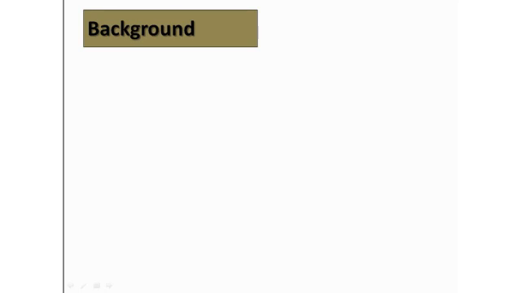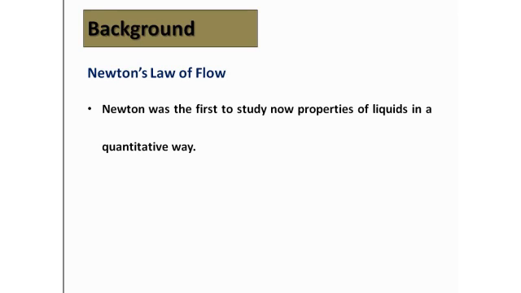So before going into the types of fluid, let's have some background. See, Newton's law of flow. So what does Newton's law of flow state? Newton was the first scientist to study the properties of a liquid in a quantitative way, regarding the forces applied over the fluid, the stress, and the shear shown by the fluid, the strain that is achieved by the fluid, right?